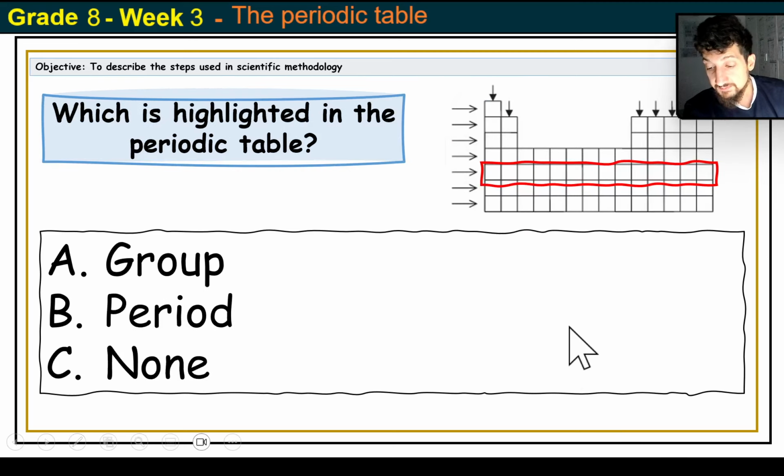It's actually a gas at room temperature. Which is highlighted in the periodic table over here, that is another period. And what number period is that? That is 1, 2, 3, 4, 5. It's period number 5.